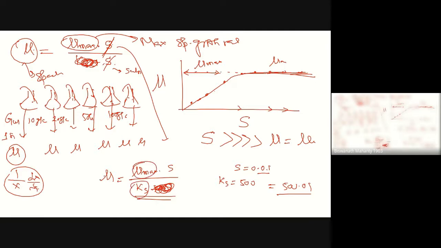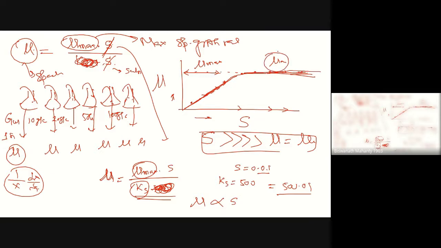So what is happening? Mu is becoming proportional to substrate. You see this portion? What is happening here? It is linear, right? Like a straight line, it is increasing. S is increasing, mu is also increasing. So in this very fast phase, it increases linearly. And when substrate is very high, then it will become saturated. That is called mu max.